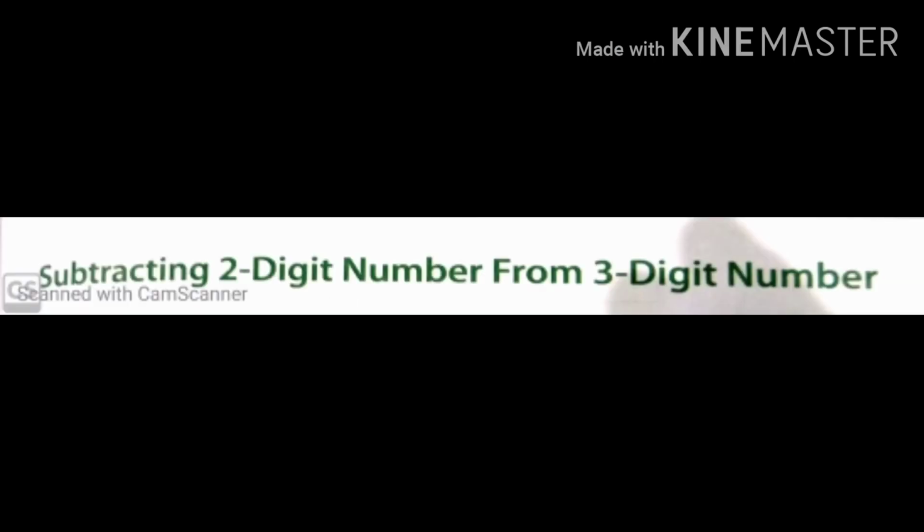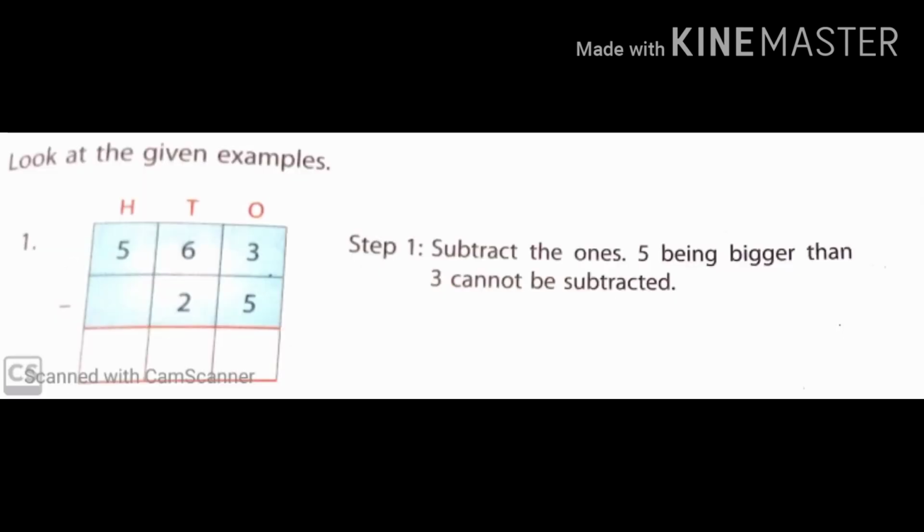Subtracting a 2-digit number from a 3-digit number. So the number is 563 minus 25. So what is step 1? Step 1 is to subtract the ones. 5 being bigger than 3 cannot be subtracted.